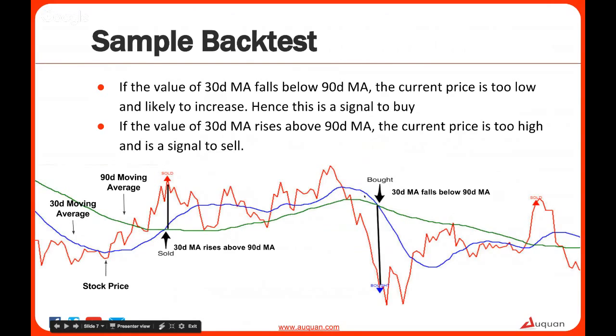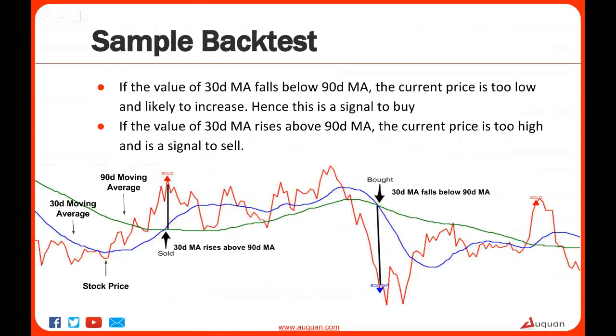Similarly here, we see that the 30-day moving average crosses the 90-day moving average from above. Therefore, this should be a good time to buy. This is actually a signal to buy. Now, if we had actually sold and bought the stock based on these signals, this would have been a good signal. We would have actually made profits here. So for this time period, the strategy would have performed well.